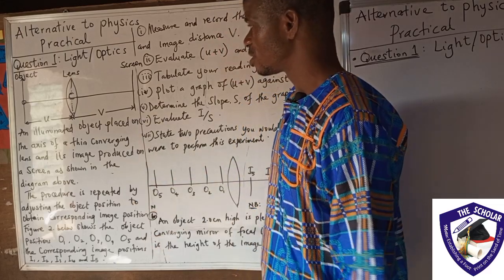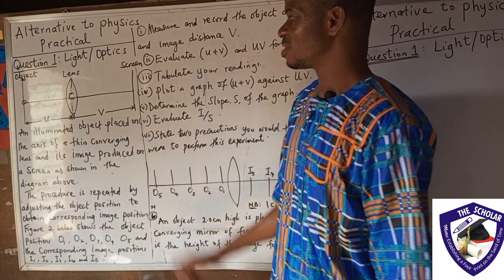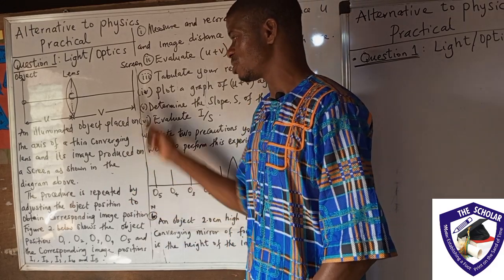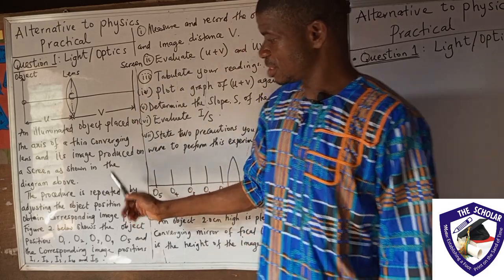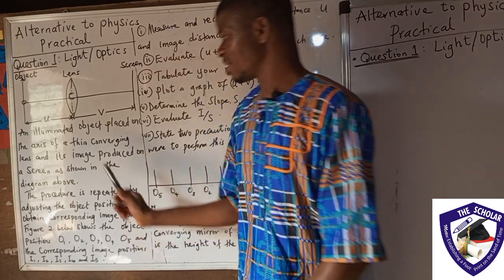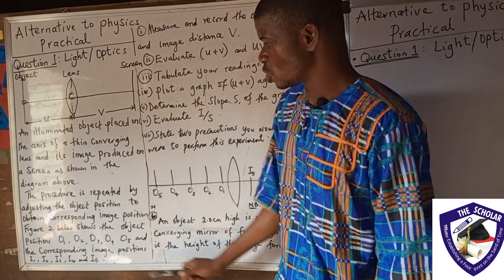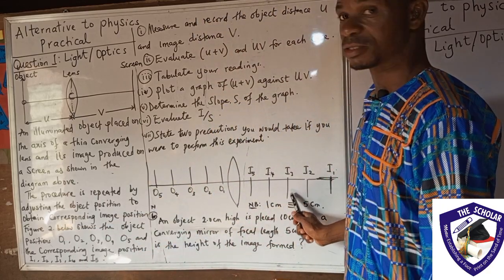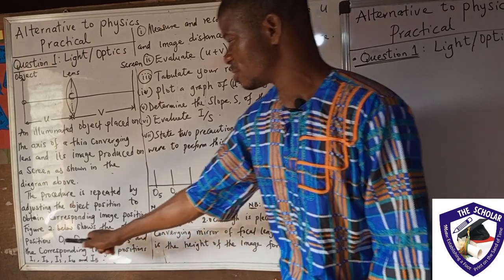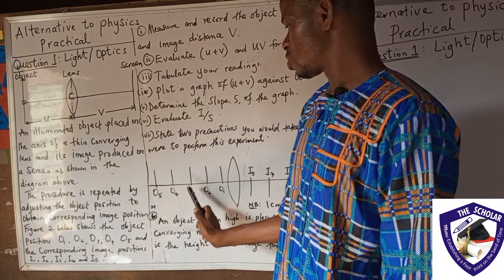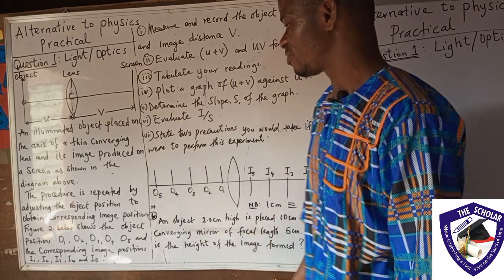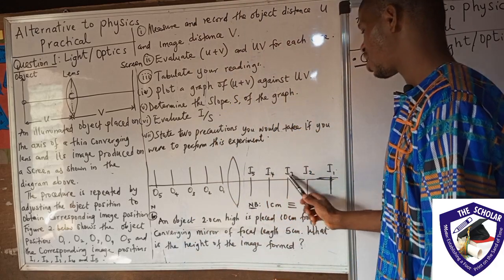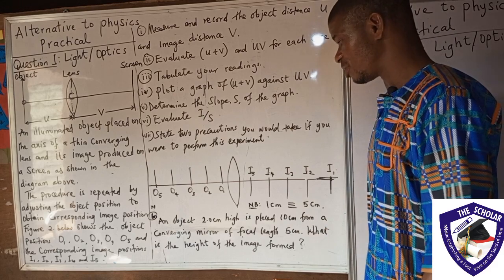So now let's look at the question. An illuminated object is placed on the axis of a thin converging lens and its image produced on a screen as shown in the diagram above. The procedure is repeated by adjusting the object position to obtain corresponding image positions. Figure 2 here below shows the object positions O1, O2, O3, O4, and O5 respectively, and the corresponding image distances I5, I4, I3, I2, and I1 respectively.